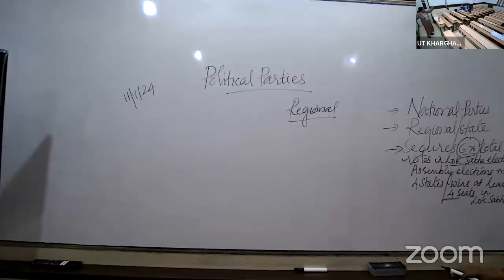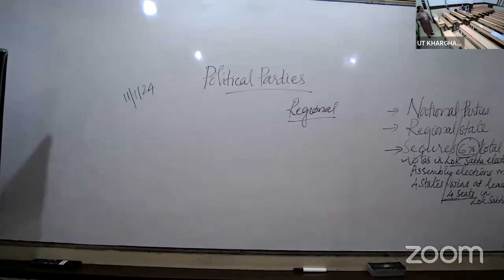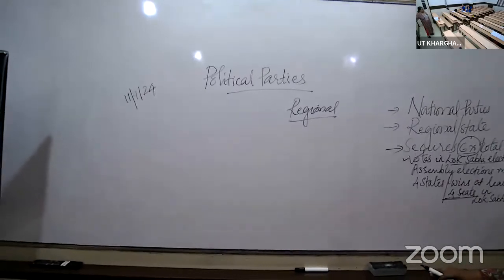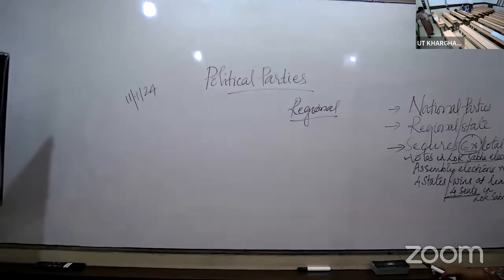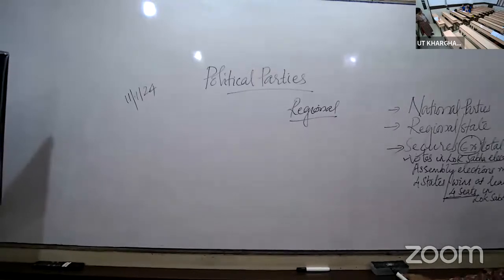Both cases have 6%, but you have to understand very clearly: if it gets 6% in the Lok Sabha election, then that is a national party. If it is in the legislative assembly election, then it is a regional party. Second, we have seen at least 4 seats in Lok Sabha, and at least 2 seats in the assembly. So this differentiation you have to understand.